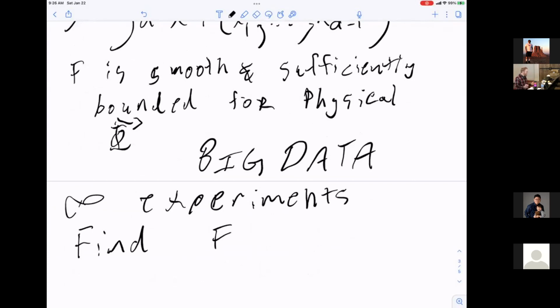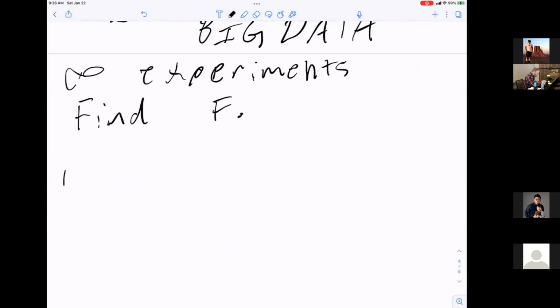Maybe come up with some neat neural net representation of my F. I'm not in Silicon Valley. Somehow I wound up in Lannel. So I'm not going to do that. Instead, I'm going to use power counting to simplify my life.